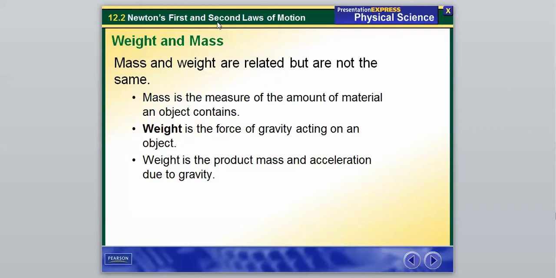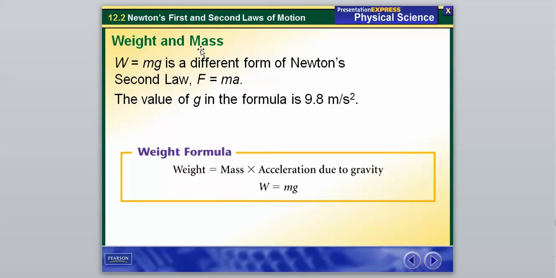For weight, it's the force of gravity acting on an object, and weight is the product of mass and acceleration due to gravity. So weight includes mass and gravity together, and that's where we get a little equation: W equals mg, which is a different form of Newton's second law, force equals mass times acceleration. Weight equals mass times acceleration due to gravity. The value of g in the formula is always 9.8 meters per second squared. So these problems are always pretty simple, because we always know that g, the acceleration due to gravity, is 9.8 meters per second squared.